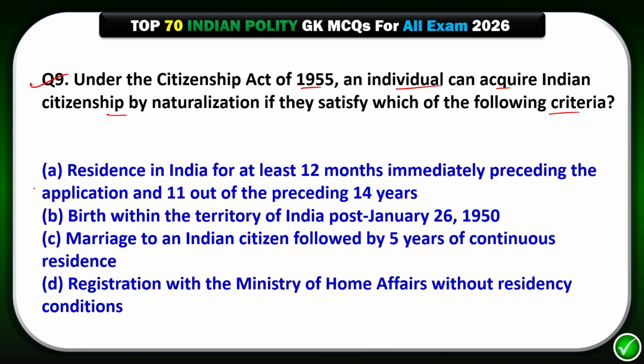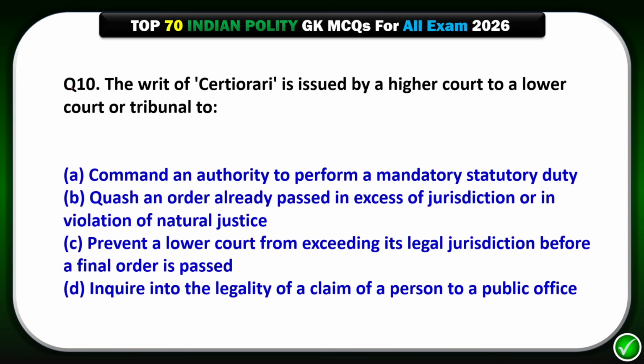Option number A is the right answer. Residence in India for at least 12 months immediately preceding the application and 11 out of the preceding 14 years. 10. The writ of certiorari is issued by a higher court to a lower court or tribunal to? Option number B. To quash an order already passed in excess of jurisdiction or in violation of natural justice.